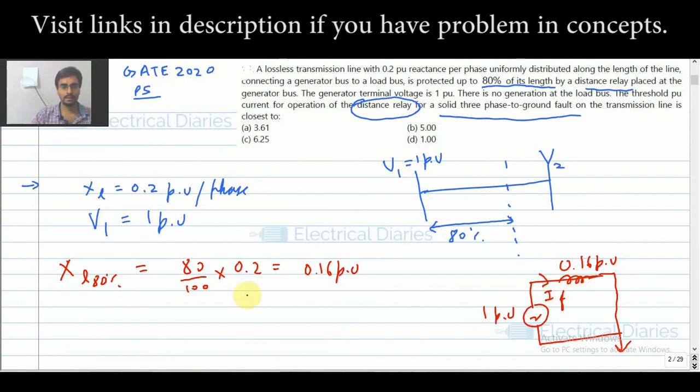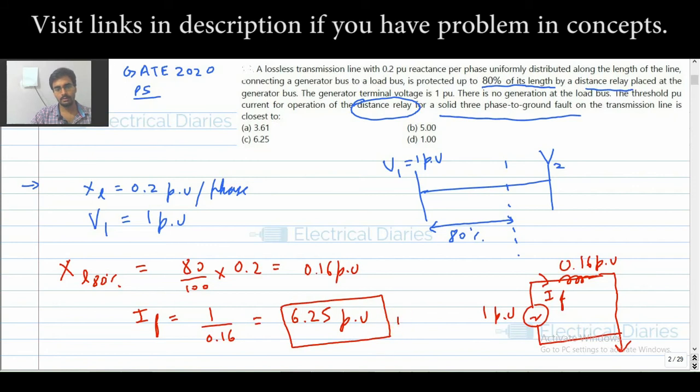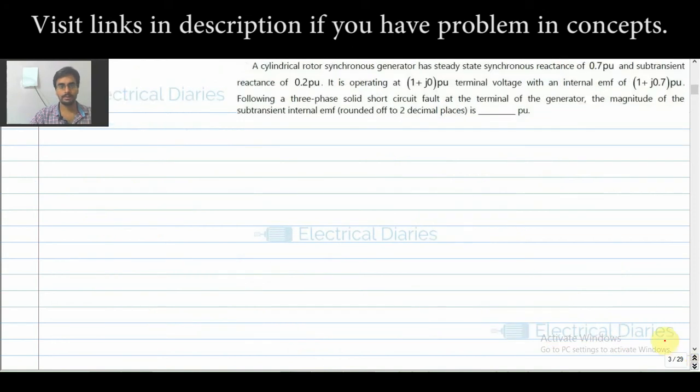See, that is the basic feel of the 3-phase to ground fault. It's a simple thing. Okay, so your IF can be given by 1 upon 0.16. So your fault current will come out to be 6.25 per unit. Okay, so this is the answer. Okay, so just a simple question. Just read the question carefully and try to draw diagrams. Okay, then it will be much easier. Okay, so thank you. This question is over. Now let us move to the next.